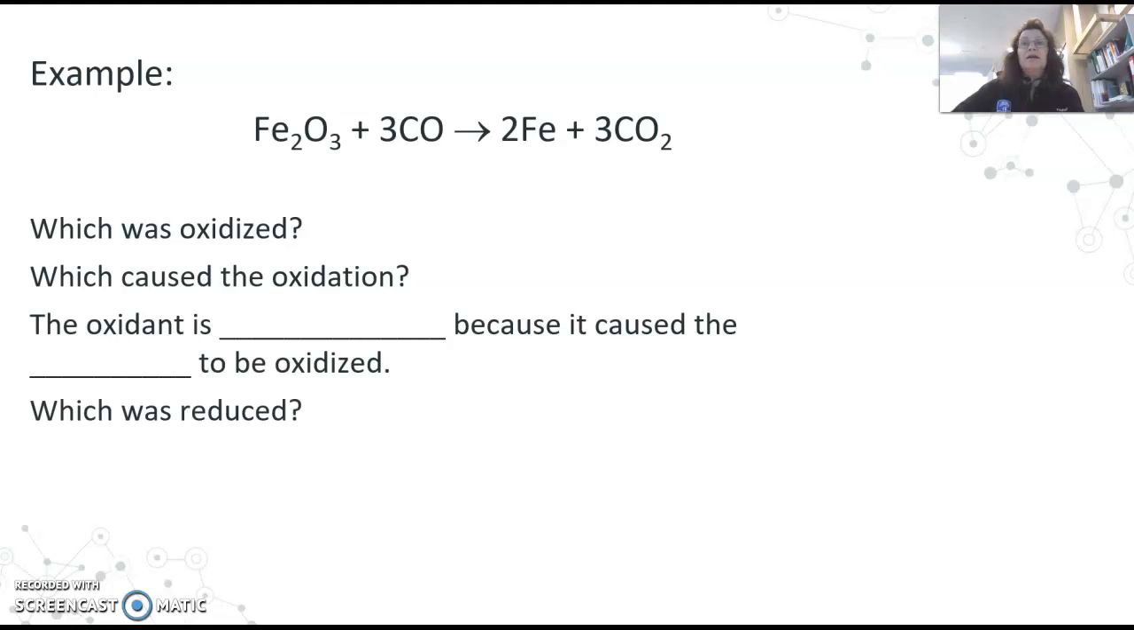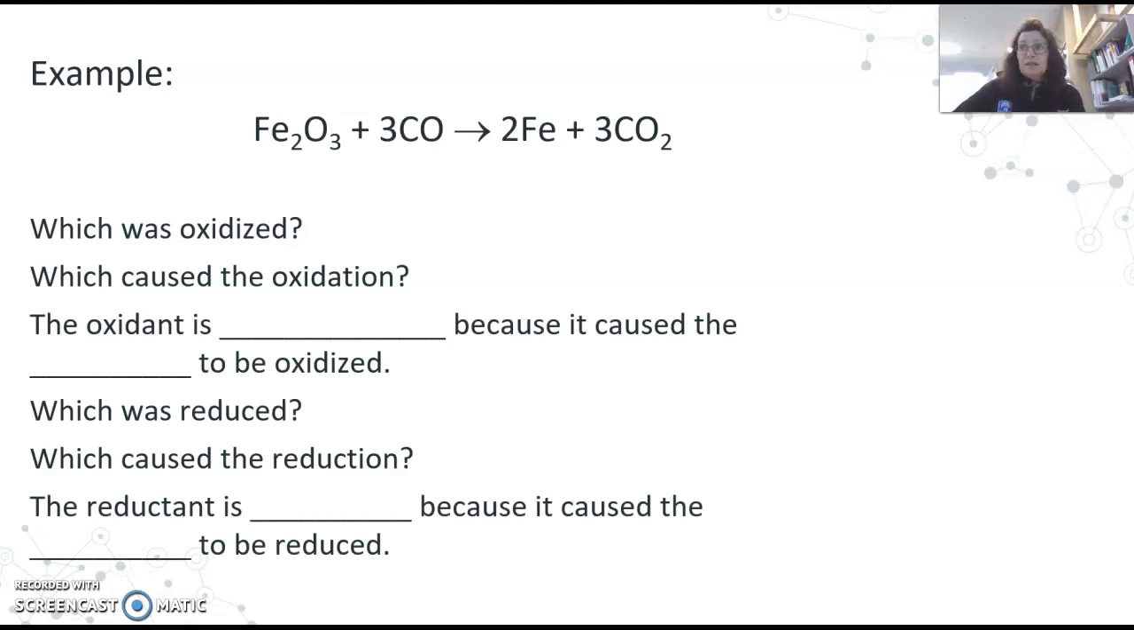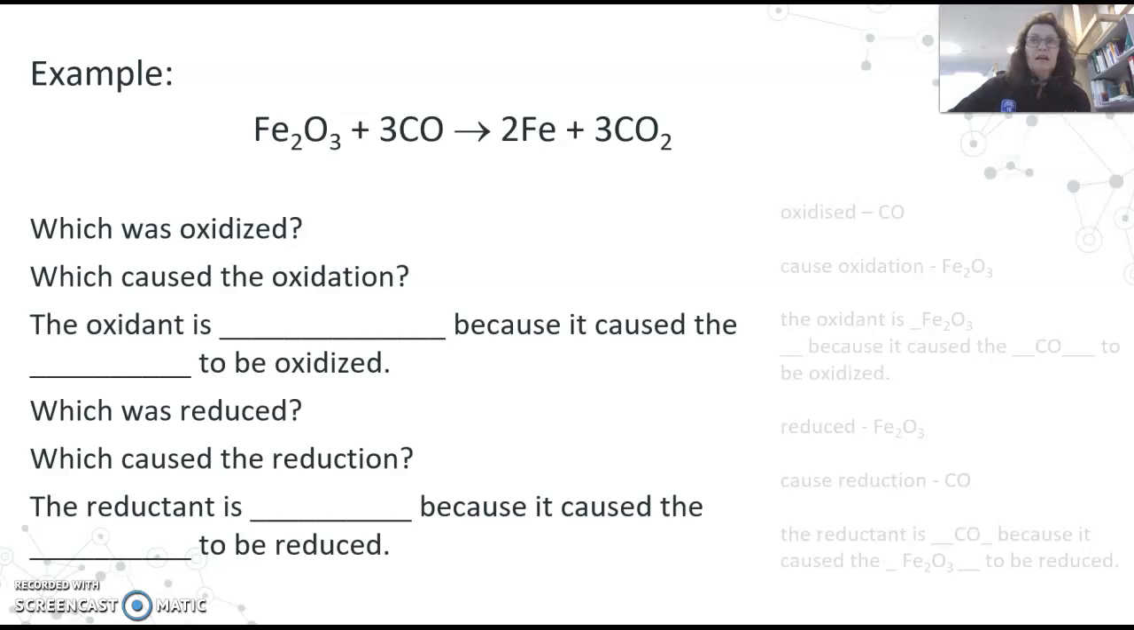So let's go on again. Which item was reduced? The iron oxide is reduced because it loses its oxygen. What caused that reduction? It was the carbon monoxide. So therefore the reductant was carbon monoxide because it caused the iron oxide to be reduced. I've got the solutions on that slide as well, but try and go through and work that one out yourself.